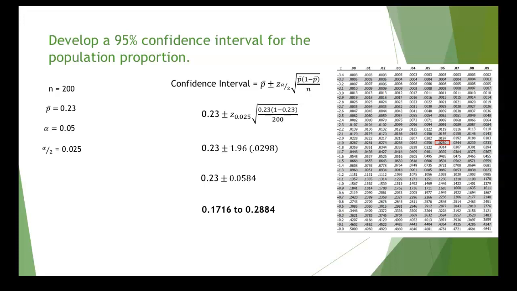0.2884. So what that's saying is that we are 95% confident that the population proportion of the number of vehicles not covered by insurance is somewhere between 0.1716 and 0.2884.